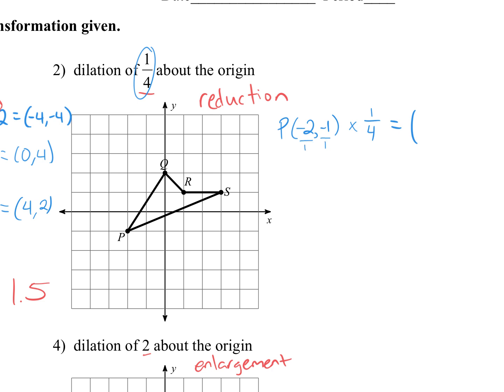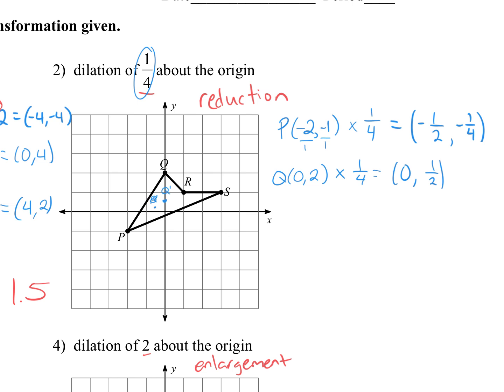Think of these as fractions. This would turn into -2/4, which we know is -1/2. And then what's -1 times 1/4? -1/4. Again, guesstimate where that would be on the graph. It does not have to be perfect. Okay. Q. 0, 2. What's any number times 0? 0, and then we have 1/2.